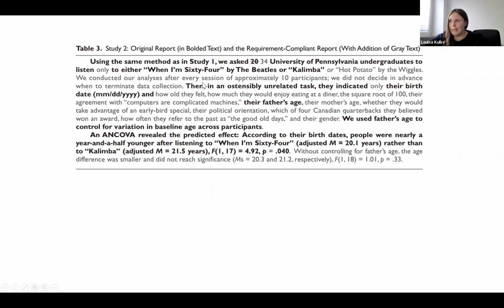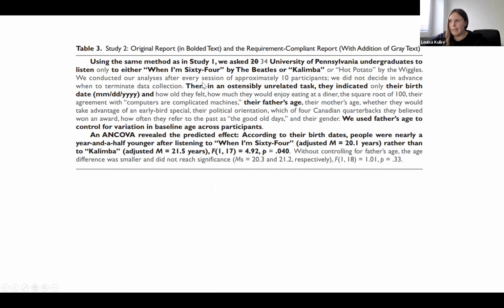So for example, you can say, using the same method as in study 1, we asked 20 University of Pennsylvania undergraduates to listen to either When I'm 64 by the Beatles or Kalimba. What you can leave out here, for example, is that in fact you asked 34 participants, but you excluded some of them. And that's something you can easily do, exclude all the participants that don't show the results that you find interesting. So that would be a questionable research practice.